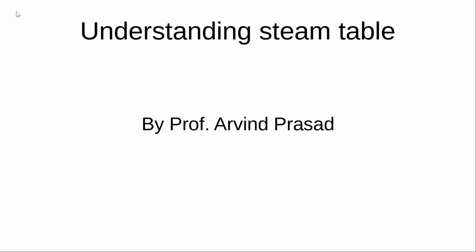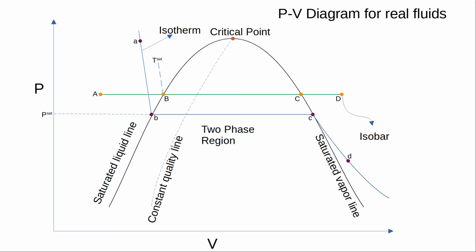Hello friends, today we will understand how to use a steam table and read thermodynamic properties from a steam table. For this we should first understand the PV diagram of real fluids. As you can see, the PV diagram is a dome.